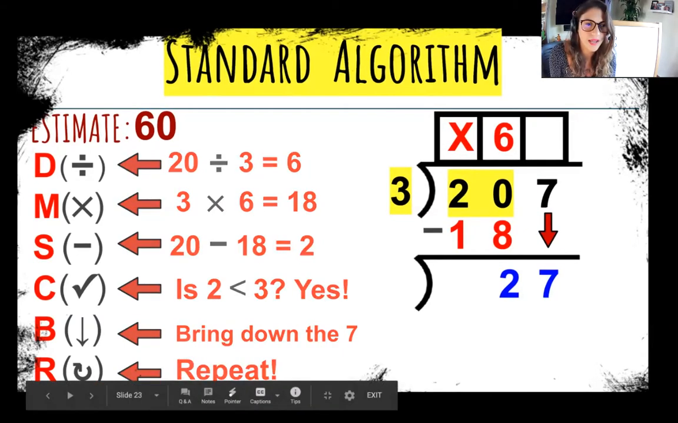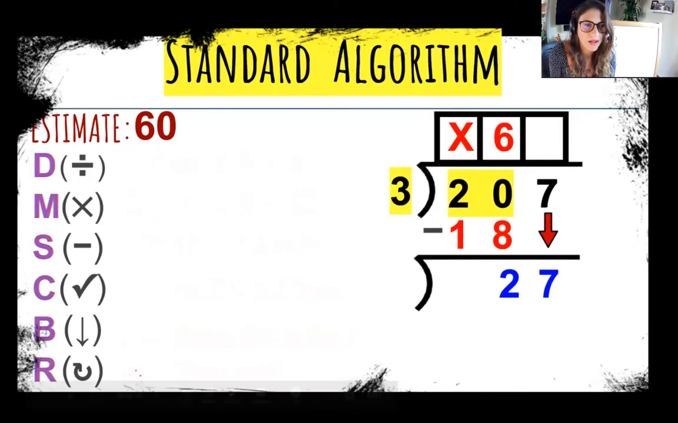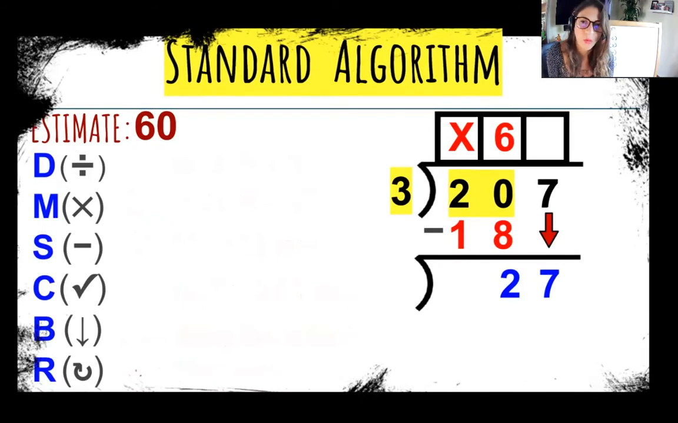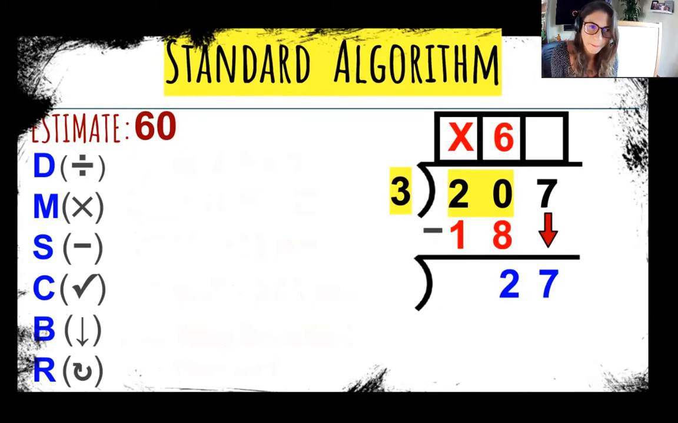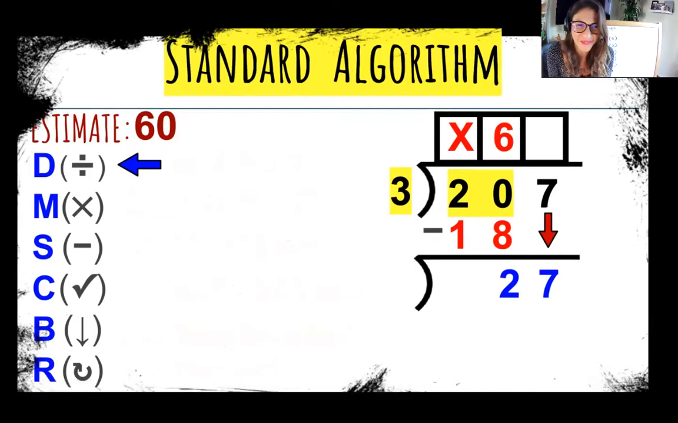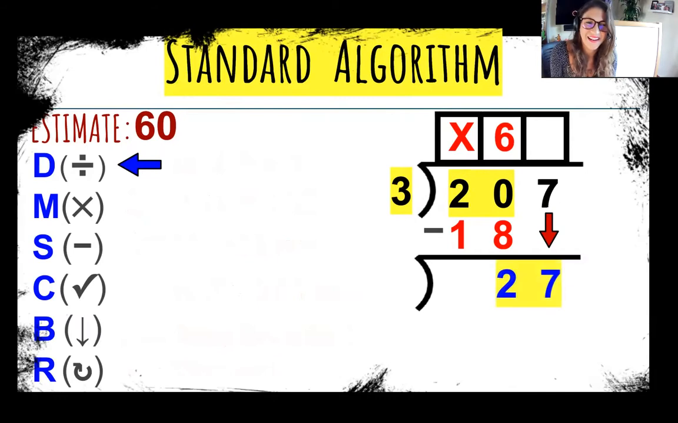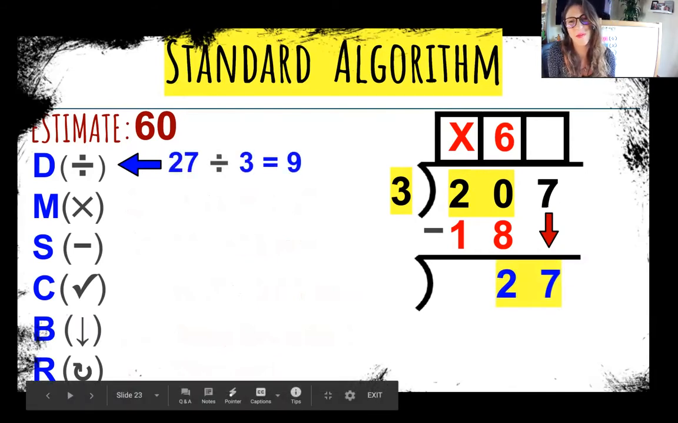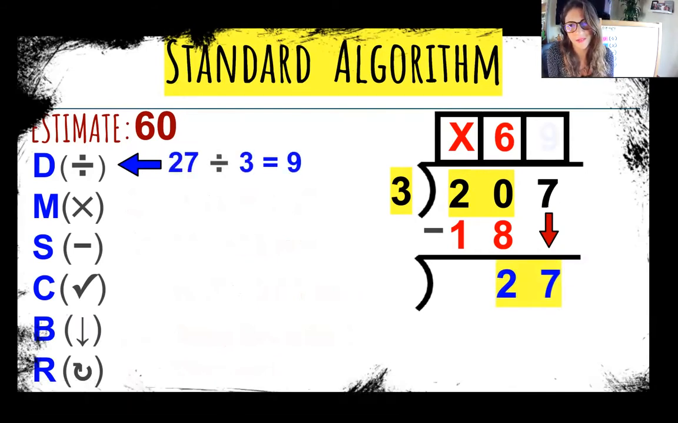And let's reset, starting in blue. Reset for our new division problem. Back to the top. Divide. 27 divided by 3. Well, if you know your 3 times table, you know that goes in perfectly, right? 9. Beautiful. 27 divided by 3 is 9. Put that 9 up in your quotient.